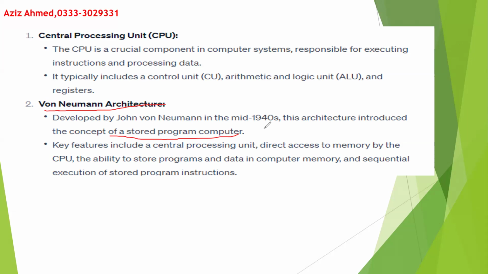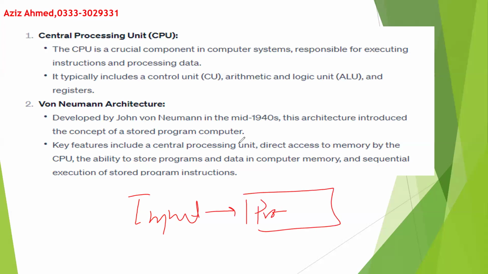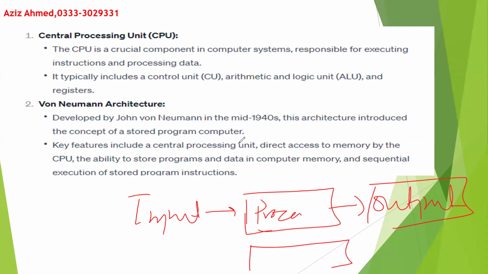Before the electronic computer, there was no storage facility available in the computer. A computer only works on input. It takes input, processes it, and produces output. So this was the function of the old computer. But after von Neumann, he gave the idea of storage, like RAM. That person gave the idea of storage: RAM, hard disk.